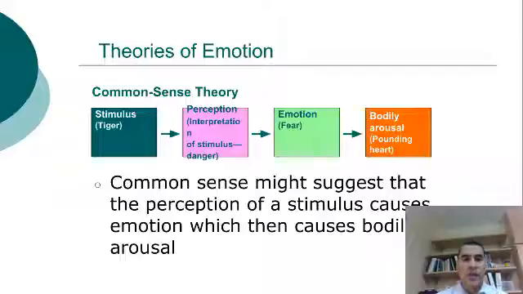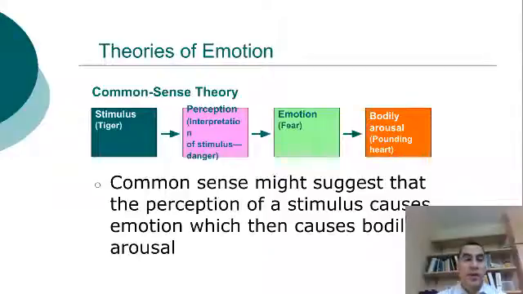So when you look at the common sense theory, it works like this. It says basically there's going to be something in our environment that triggers an emotion. Our mind needs to perceive it. Then we feel the emotion associated with that perception, and then our body reacts.